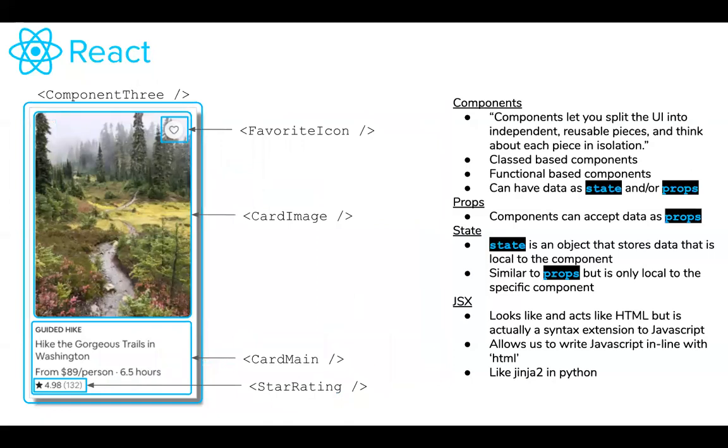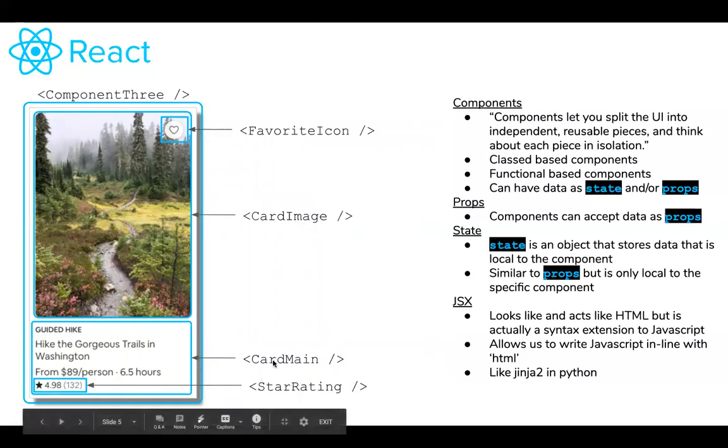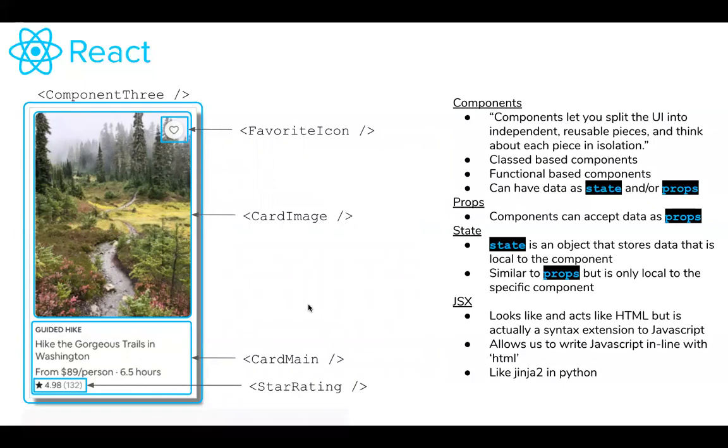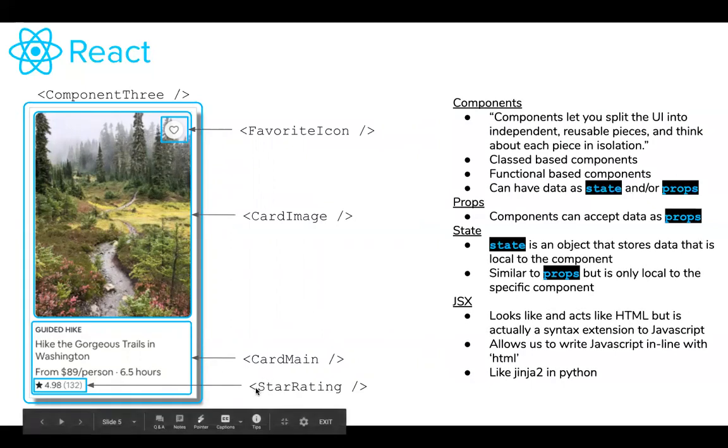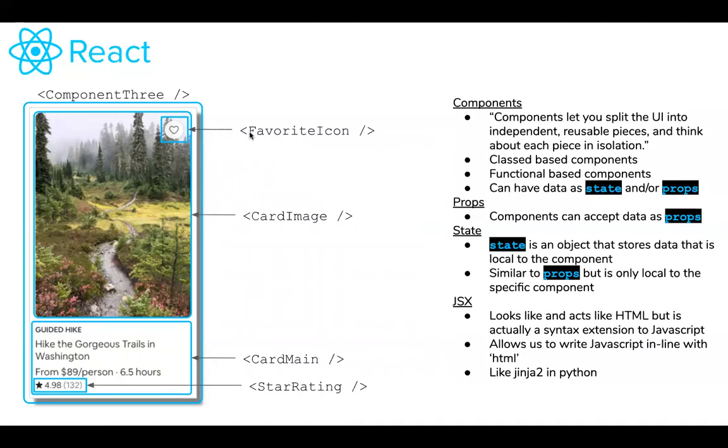even further. So component 3 can have components nested inside of it. Component 3 can have like a favorite icon. Oh, component 3 has 2 components. What 2 components does it have? Like right here. So it's got this card image, and it's got this card main. So component 3 has 2 components in it. And now within card main, it has 1 component called star rating, and the card image component has another component called favorite icon.